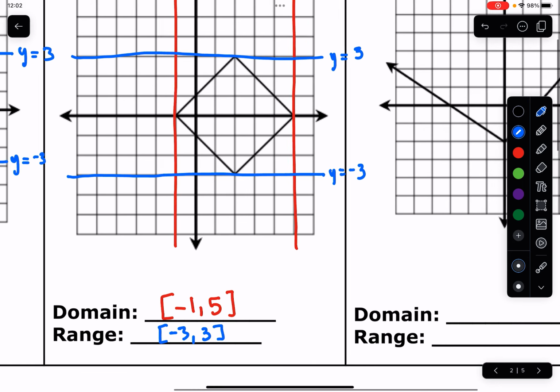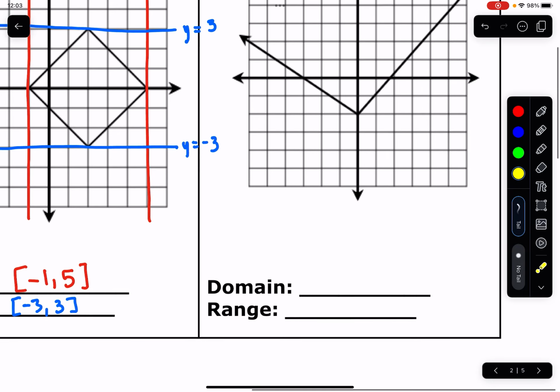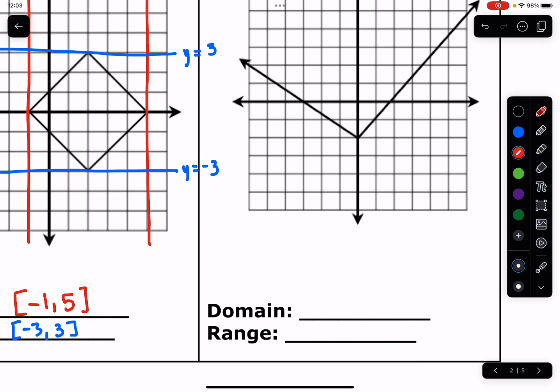And finally, for the last one, for this V-shaped graph, the domain is unbounded on the left side because of the arrow. Again, it's going to continue moving to the left, and unbounded on the right side. The arrow is going to indicate that it's still moving to the right. So since there are no boundaries on the left or right, that means that your domain is all real numbers. So from -infinity to +infinity.